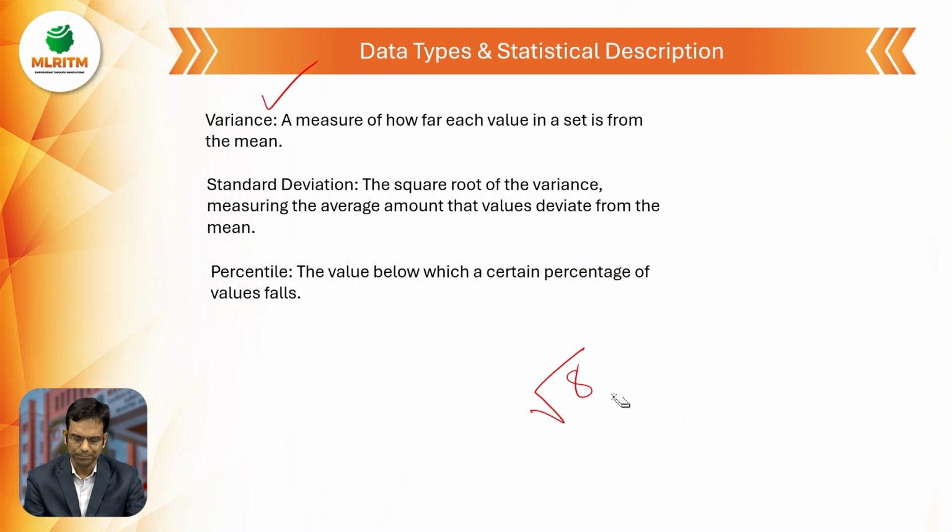So the root value is given. For that root value, the square root is the variance, measuring the average or the total amount of value, which comes under standard deviation. And another one we have is called percentile. In this percentile, the value below which is the percentage of the given values. For the given set of values, whenever you identify the average or the percentage of the value, that comes under percentile.